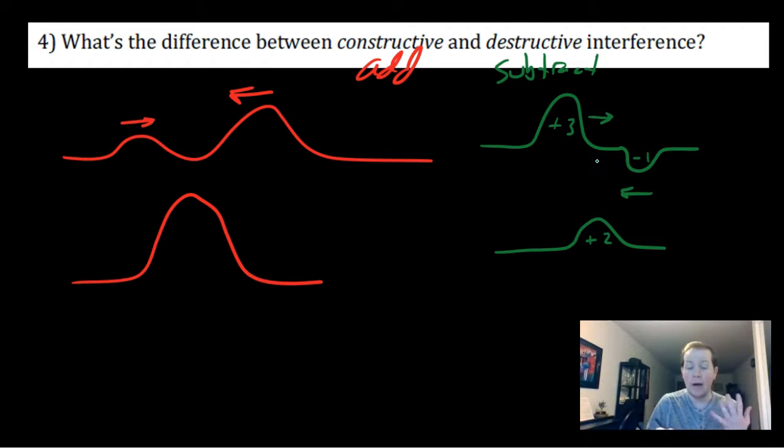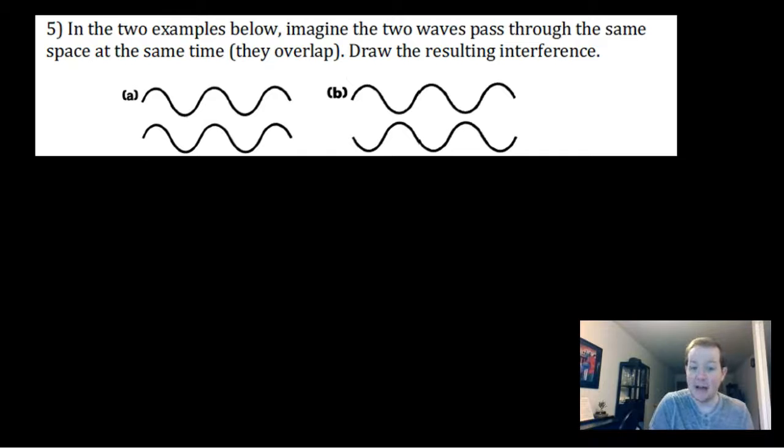Okay, but both are what happens when waves overlap. It's a type of interference, or sometimes called superposition. It's how waves interact with one another. Number 5. In number 5, it's all about pretending.